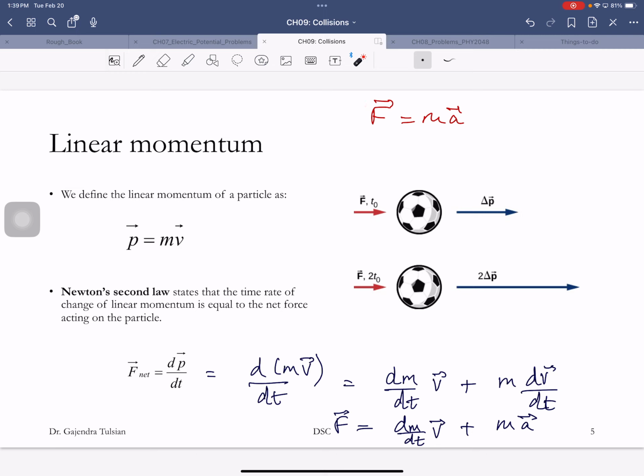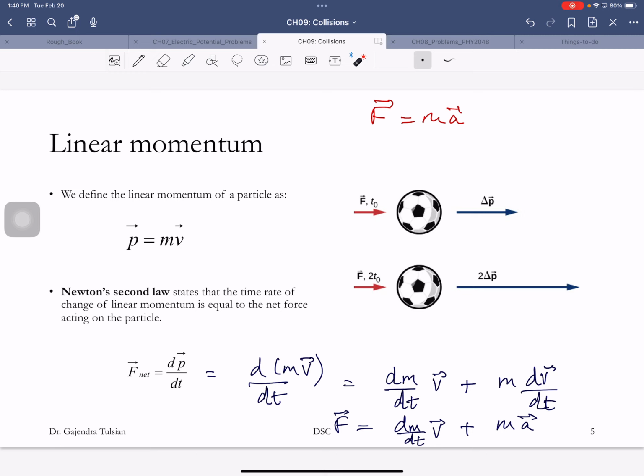Well, in most situations that you encounter, the mass of the object does not change. So dm/dt is zero, and so you say force equals mass times acceleration. Are there situations where the mass changes? Yes.